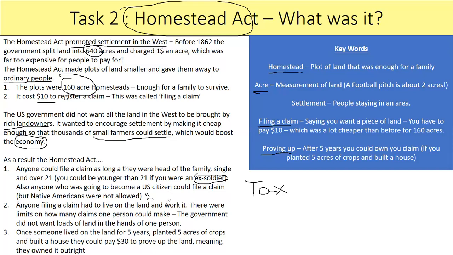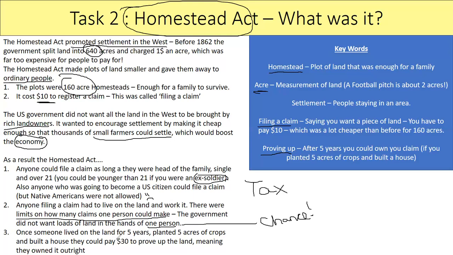Anyone filing a claim had to live on the land and work it. Now, the government made sure that they put limits on how many claims one person could make. The government didn't want loads of land in the hands of one person. They wanted to spread it. They wanted people to have a chance. Once again, really awfully written, but I'm sure you understand it.